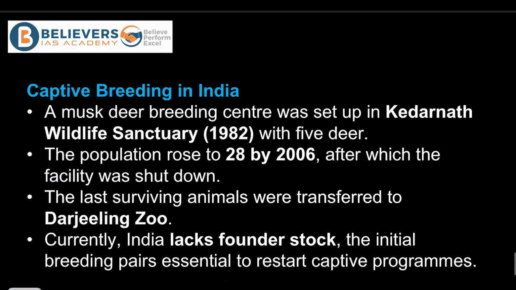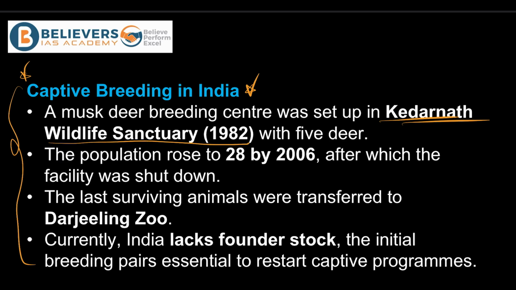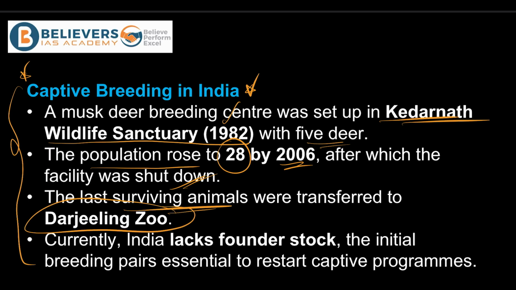And talking about the captive breeding program in India, because that is the reason why we are talking about this. This musk deer breeding center was set up in Kedarnath Wildlife Sanctuary way back in 1982 with just 5 deer, and over the period of time the population rose to 28 by 2006, after which the facility was eventually shut down. And currently, the last surviving animals were transferred to the Darjeeling Zoo.